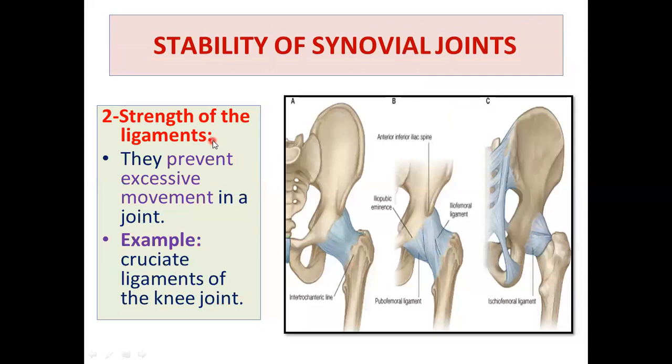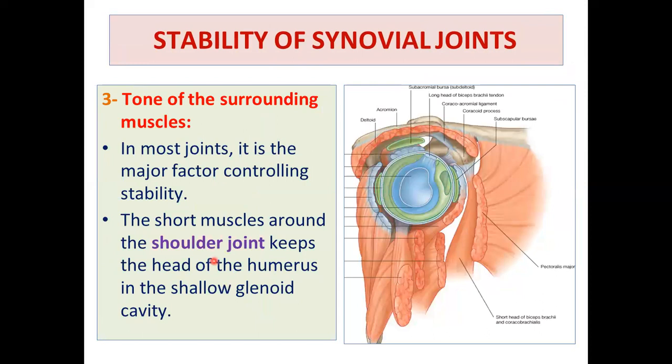Now, the stability also depends on the strength of the ligaments, basically to prevent excessive movement in the joint. An example is the cruciate ligaments in the knee joint. The stability also depends on the tone of the surrounding muscles. In most joints, it is the major factor controlling stability. The short muscles around the shoulder joint keep the head of the humerus in the shallow glenoid cavity.